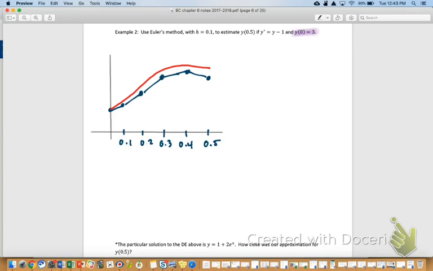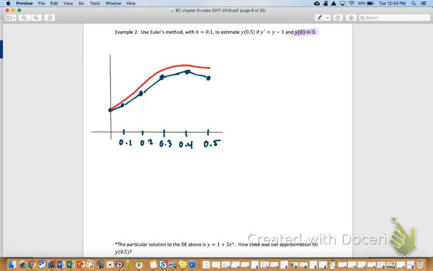Can you think of what strategy we could take? What if we got to the end and we thought, ooh, that's not close enough? What strategy could I take to make my final answer a lot closer? Any ideas? What about the step size? Decrease it, make it smaller. Yeah, make the step size smaller. So instead of 0.1, how about 0.01?